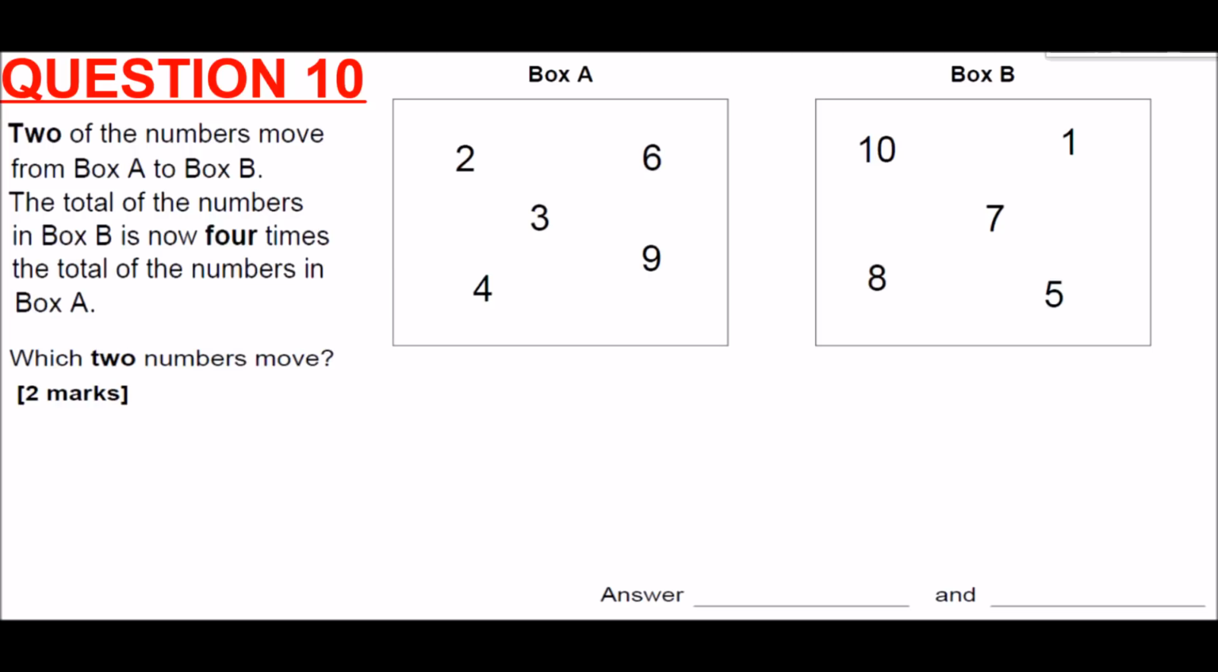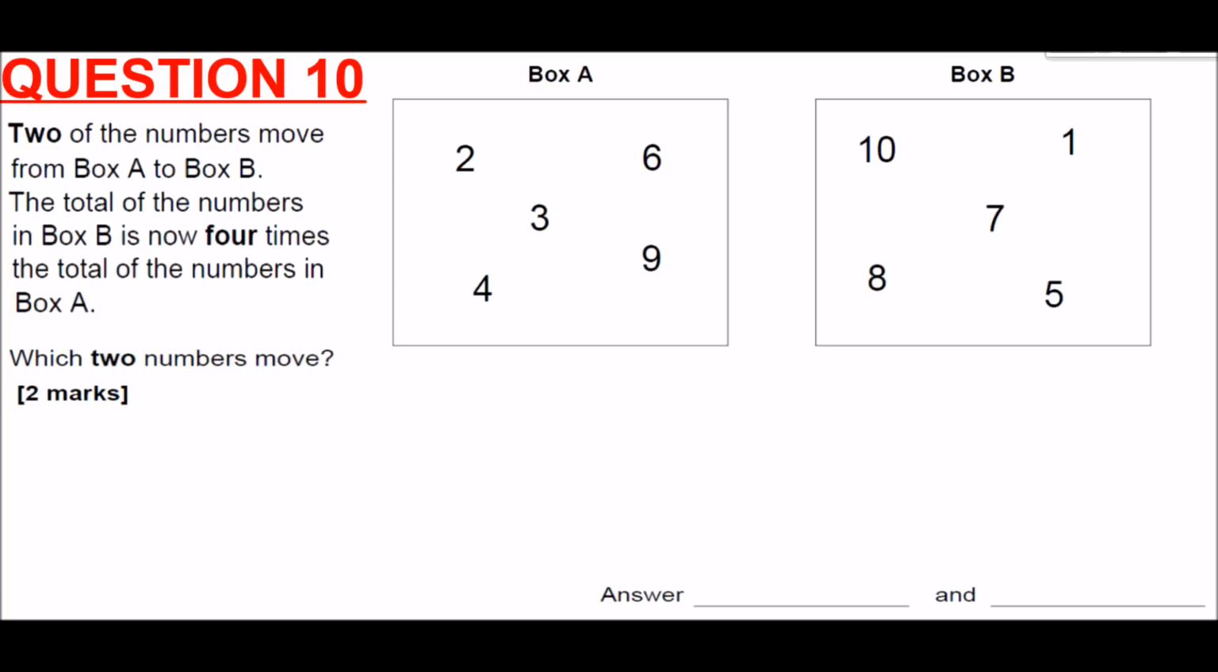Question 10, we've got a box A and box B, different numbers in each. Two of the numbers move from box A to box B. The total of the numbers in box B is now 4 times the total of the numbers in box A, and we're asked which two numbers move. It's a 2-mark question. If you were really unsure where to start, a trial and error approach would work, although it could be quite time consuming.